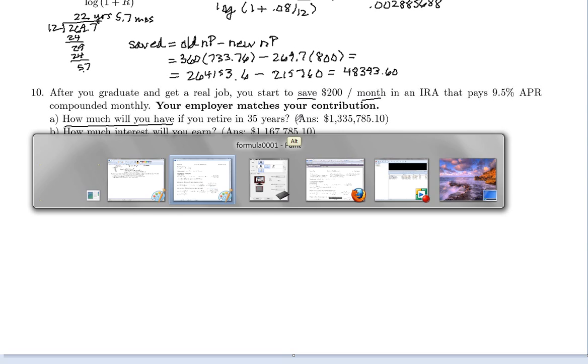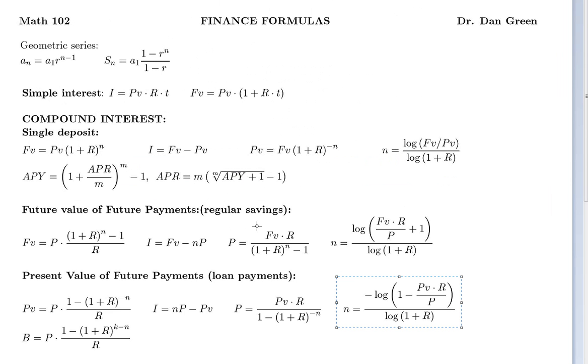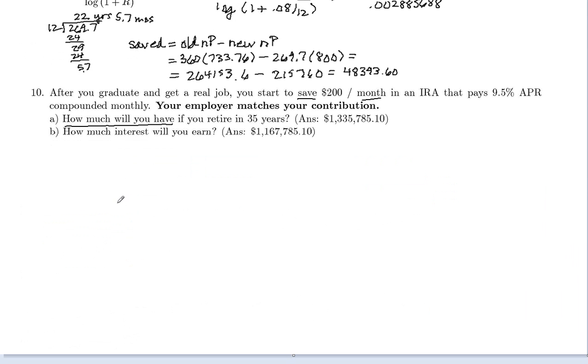So we go over to our formulas. This is regular savings. And they're asking how much will you have. That's future value. That's your end amount. Okay, so we're using the future value formula. So bring that guy over. And now let's start filling in some of the pieces here. So we need a payment. Well, your payment is going to be 2 times $200 a month, because your employer matches. You put in $200, they put in $200. That's called a matching contribution. So that's $400.